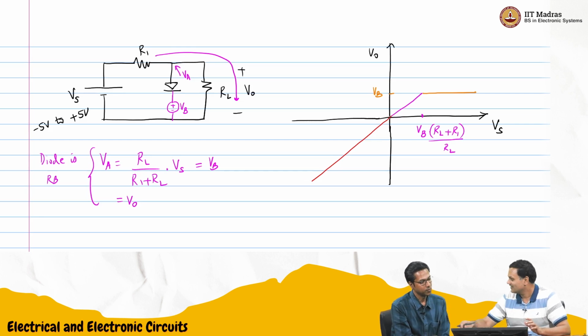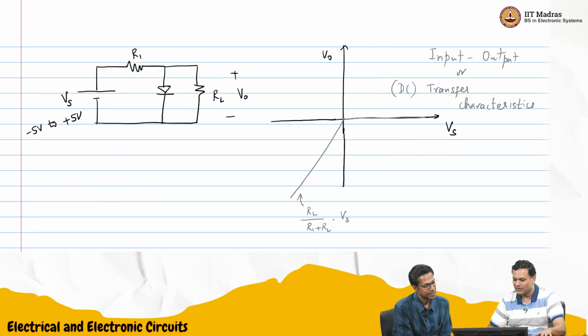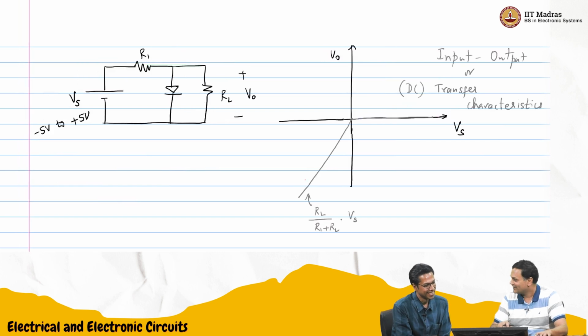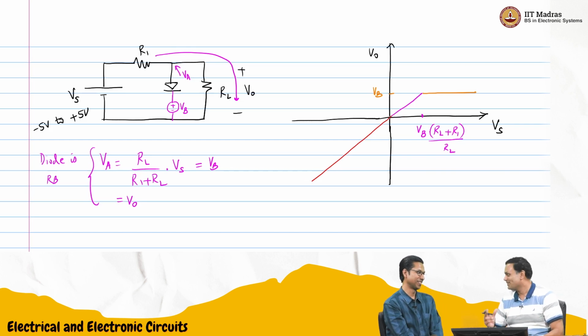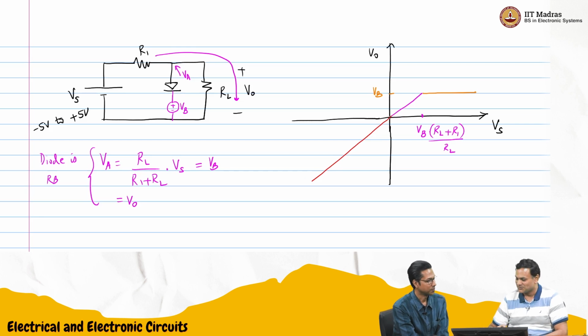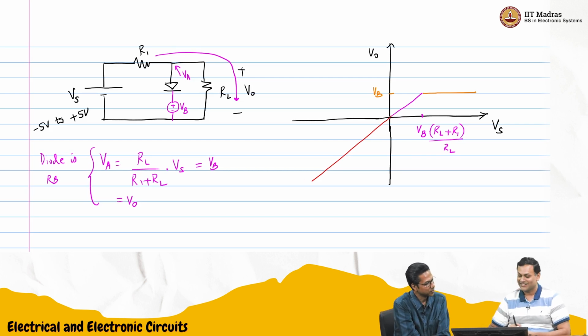This is an interesting circuit. I'm guessing you can make it even more complicated. You can add a series diode, shunt diode, you can do all kinds of things. If the diode has some series resistor also, then it gets a little bit more complicated as well, because then you have two sources, Vs and VB. You may have to apply superposition to find out.